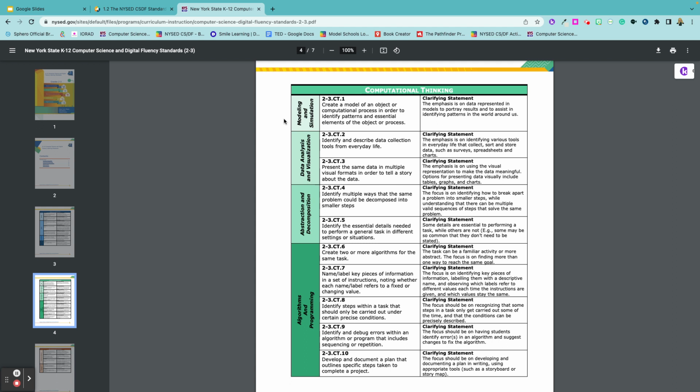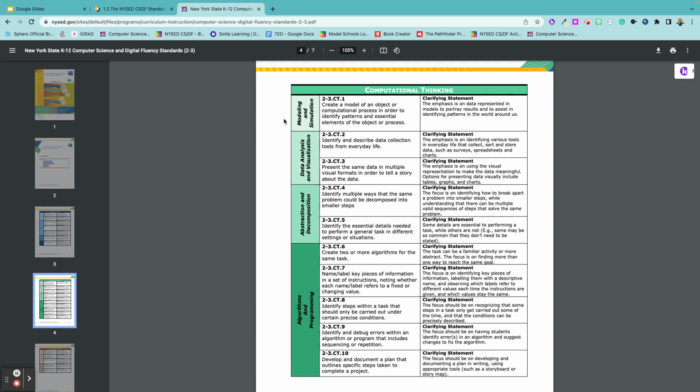As we move into CT7, we're naming, labeling key pieces of information in a set of instructions, noting whether each name label refers to a fixed or changed value. The focus is on identifying key pieces of information, labeling them with a descriptive name, and observing which labels refer to different values each time the instructions are given, and what values stay the same. So again, we're really trying to figure out or abstract a meaning based on what we have and what we need to have in order to get the results that we're looking for.